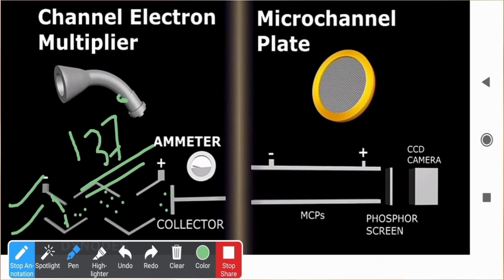The microchannel analyzers are also the same. Directly these ions are going to pass. Here there is quite low sensitivity as compared to this one, so this is generally preferred for the higher sensitivity instruments. So these are the analyzers.